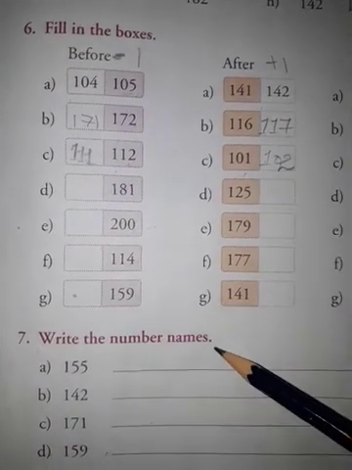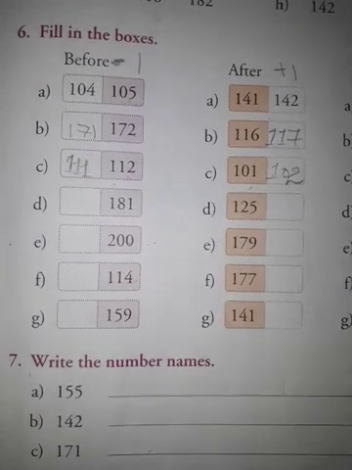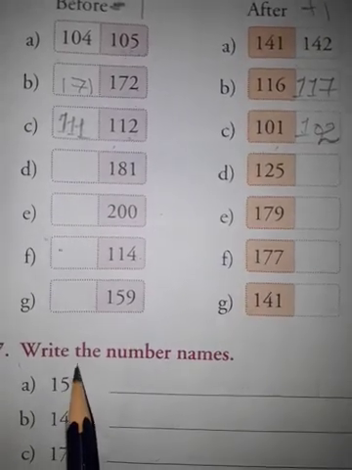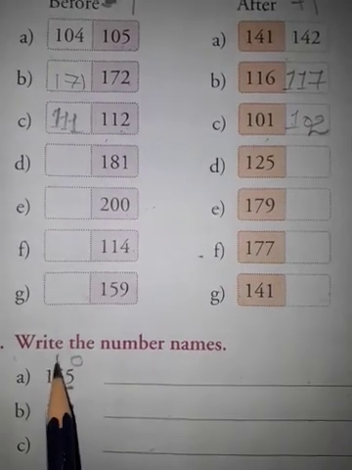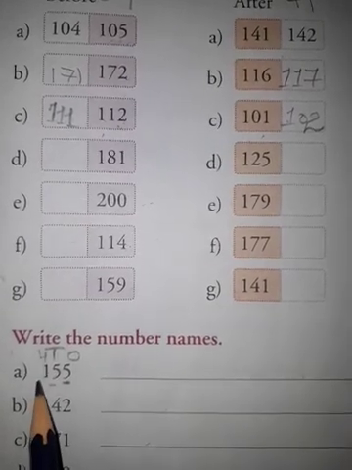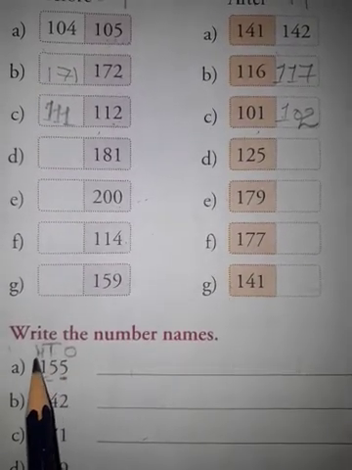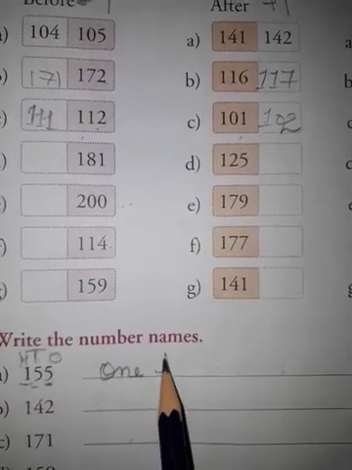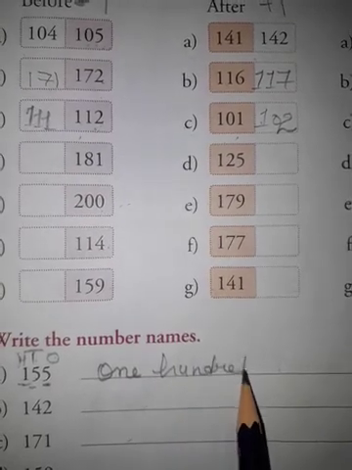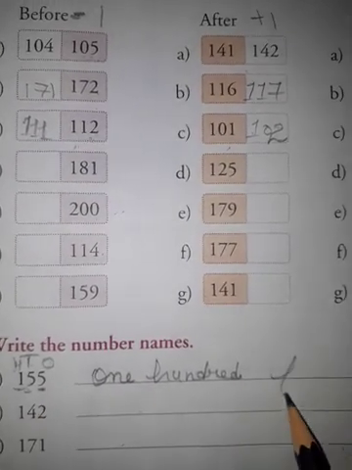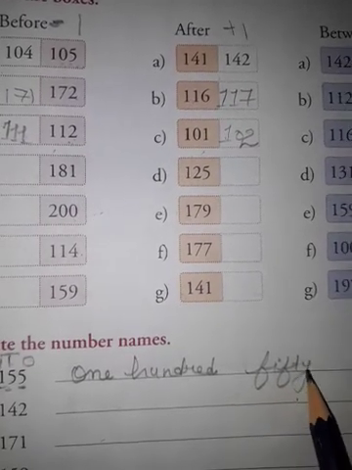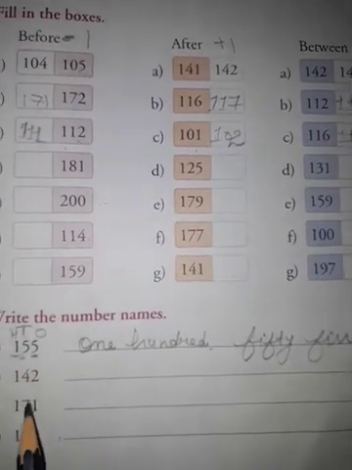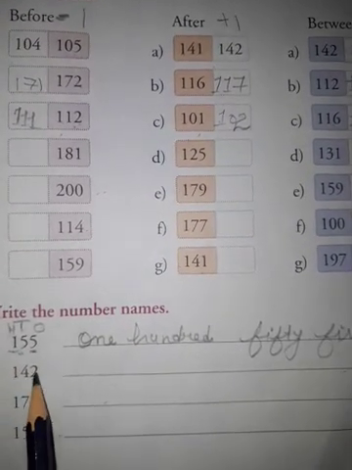Write the number names. Now, I hope you all write the number names very easily. This is which place? Ones place. This is tens place, and this is hundreds place. Ones, tens, and hundreds. So 155. Fifty-five, five. 155. What is this? This is ones, tens, and hundreds.